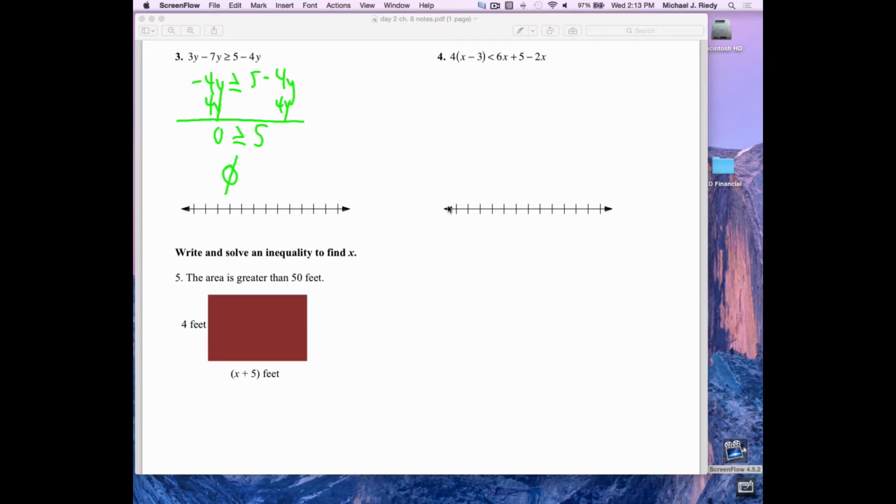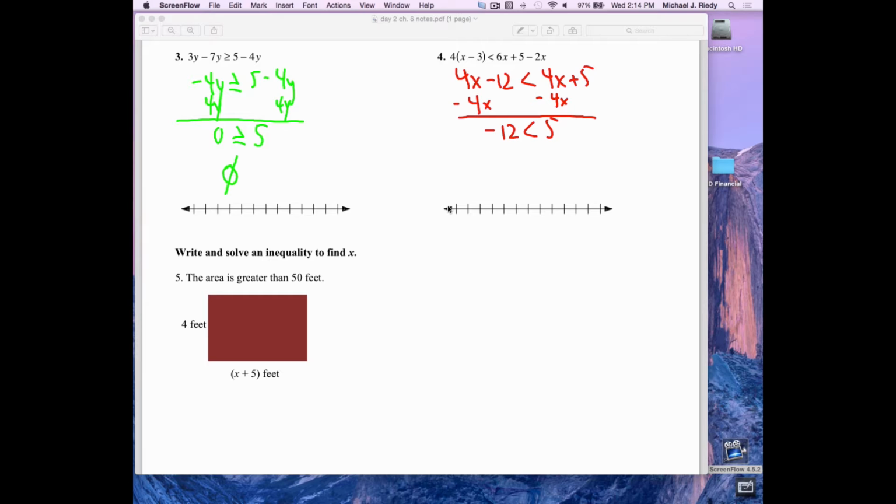I'm guessing in number 4, we're going to get a different scenario. So let's solve number 4 and see what happens. Lily, what would you do first in number 4? Distribute. Okay, so you get 4x minus 12, and then on this side, combine the like terms, so you get 4x plus 5. You can see what's going to happen here if I subtract 4x from both sides. I get negative 12 less than 5. Is that a true statement?